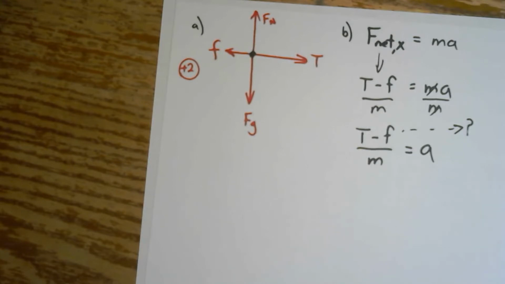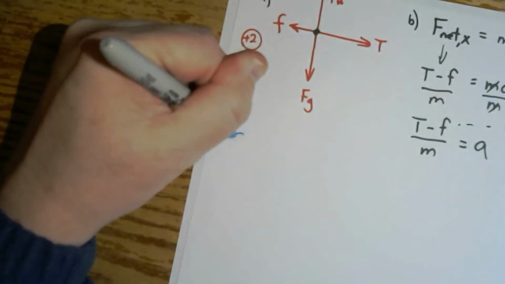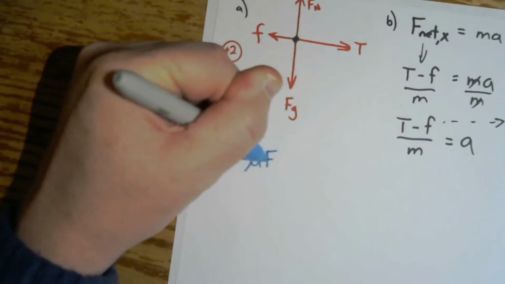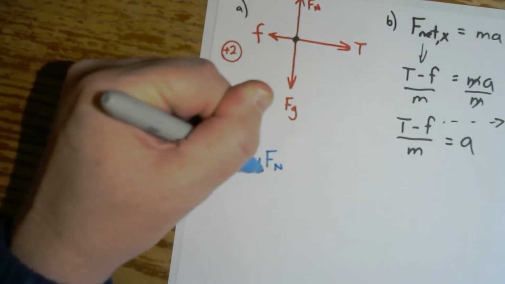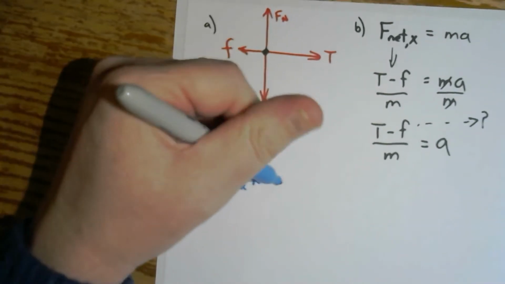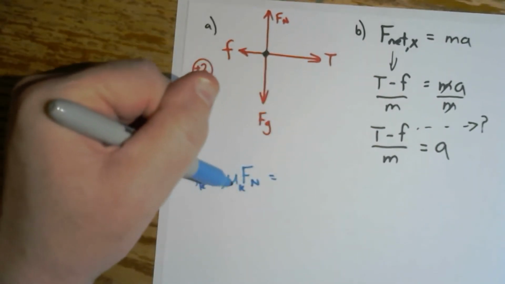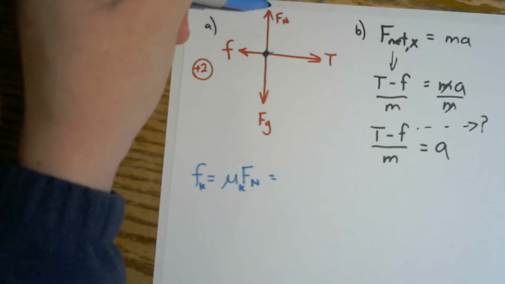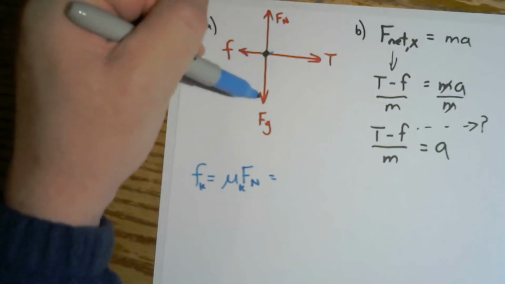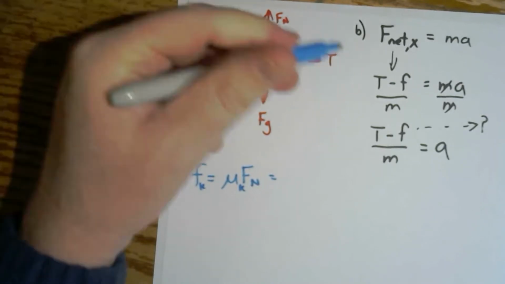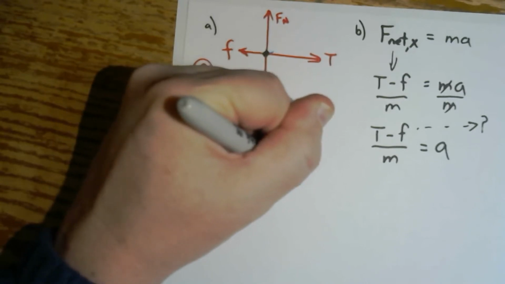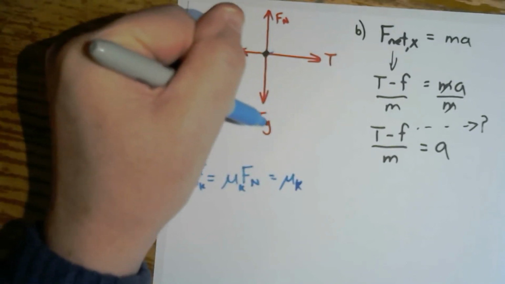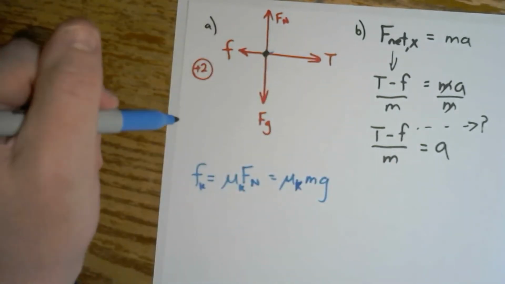I'll do that in a different color to make sure we don't get it mixed up. If you recall, friction has an equation: it's the coefficient of friction times the normal force, and it's kinetic friction. Well, the coefficient of friction I know, but the normal force I don't. You have to look at the free body diagram to see that the normal force is going to be the same magnitude as the force of gravity. They're the same. So we have the coefficient of friction times the normal force, which is the same as the force of gravity, which is just mg.